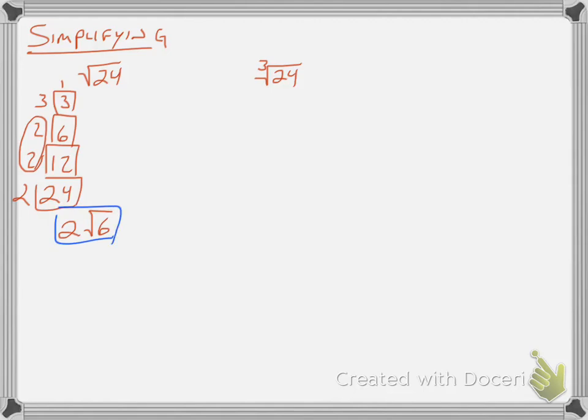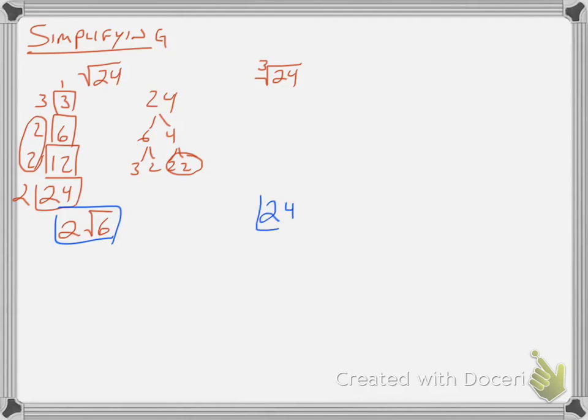If you did the factor tree, it's the same thing. You can do it into 6 times 4, 3 times 2, 2 times 2. You have a pair of 2's. That goes on the outside, 2 times 3 on the inside. 2 times the square root of 6. All the other radicals are very similar. You can still use those same methods.